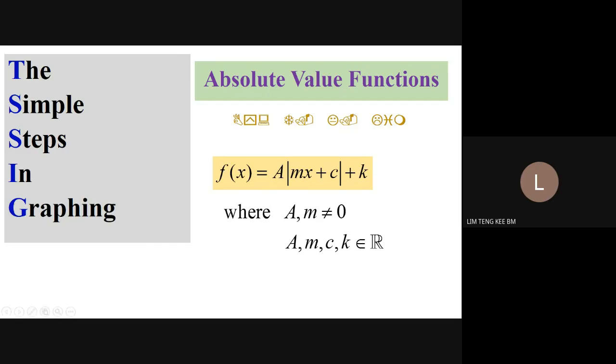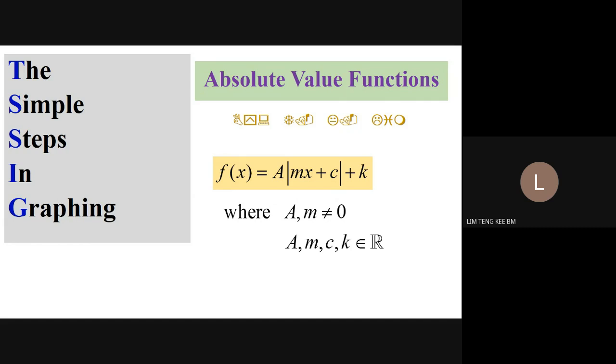So in this video, we're going to learn the simple steps in graphing the absolute function, where the absolute function that we want to refer to is in the form of f(x) = a|mx + c| + k, where the a mainly refers to the sign that we need to refer to on the modulus.